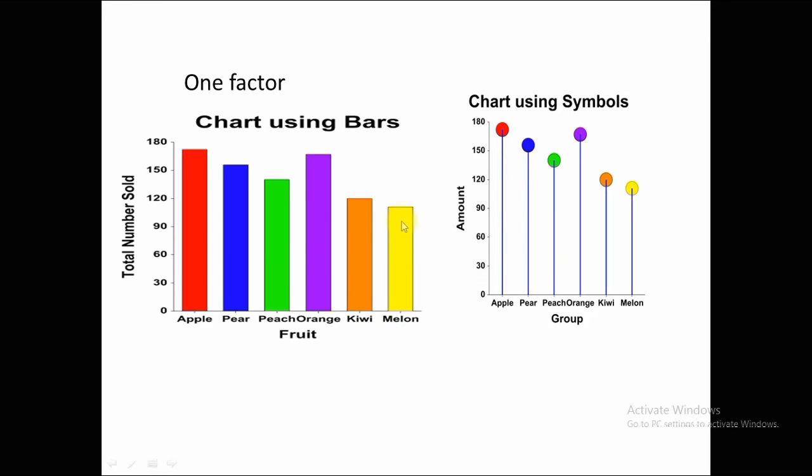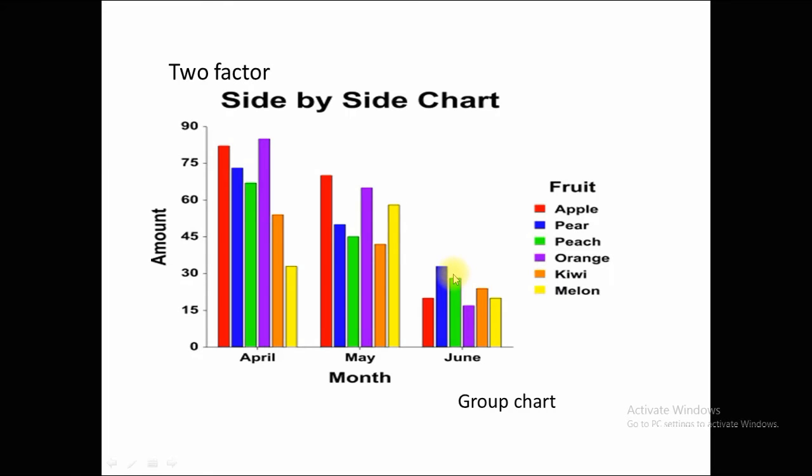melon. So there is another simple way of charting, by symbols, using some special symbols for the quantity. So there is no difference between these two graphs. Now another type is a group chart. How to represent the quantities, the data, by group charts.